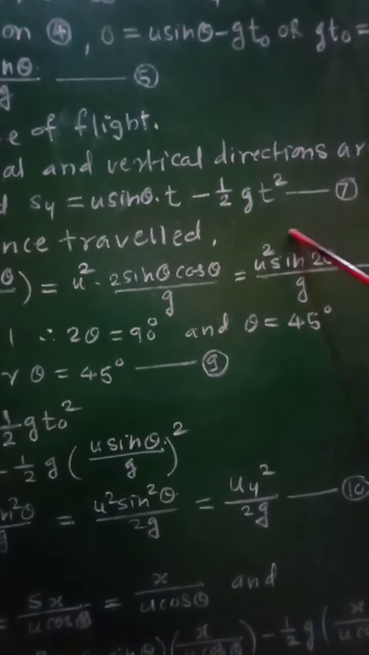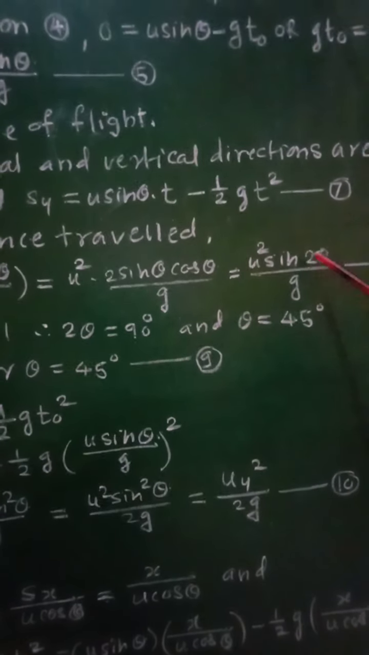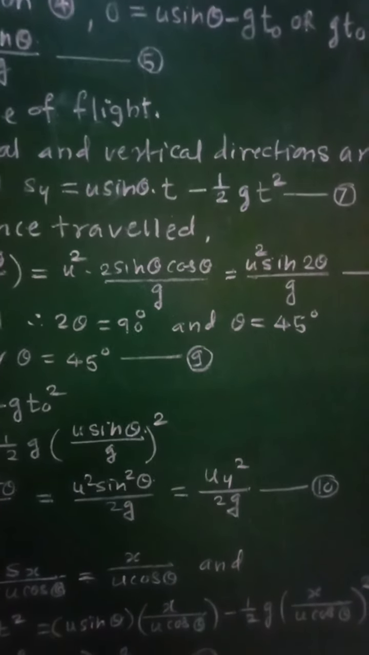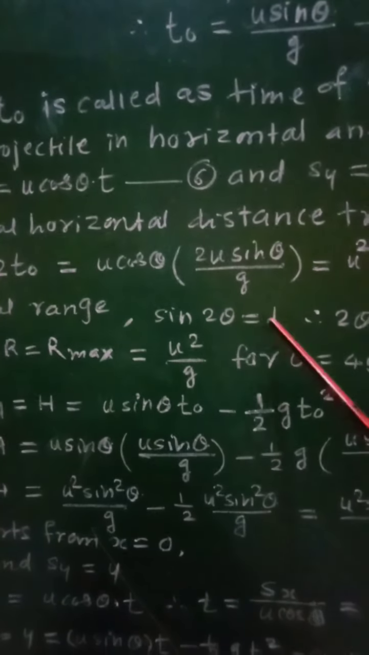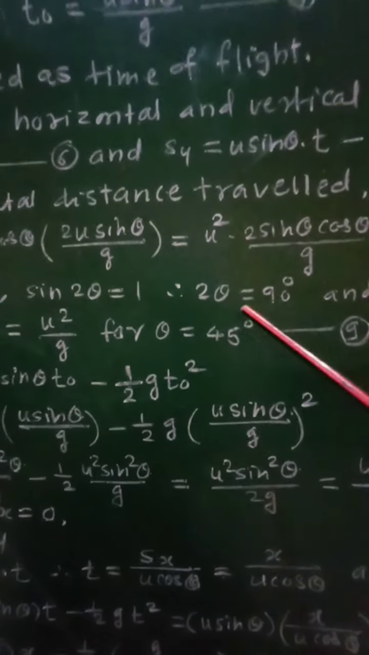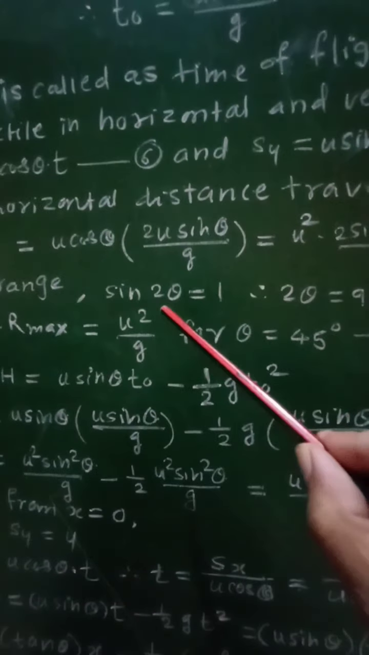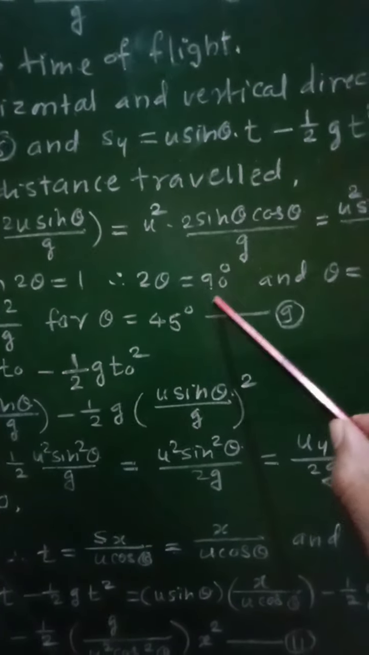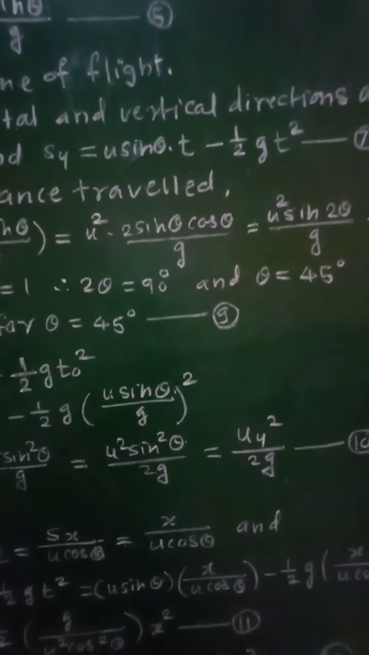range. Now from this relation, the value of this expression will be maximum when the value of sin 2 theta is maximum, and we know that the sine of any angle has its maximum value equal to 1, and therefore we can write here that sin 2 theta must be equal to 1 for maximum horizontal range, and therefore 2 theta will be equal to 90 degree because sine of 90 degree is equal to 1. As 2 theta is equal to 90 degree, theta must be equal to 45 degree.